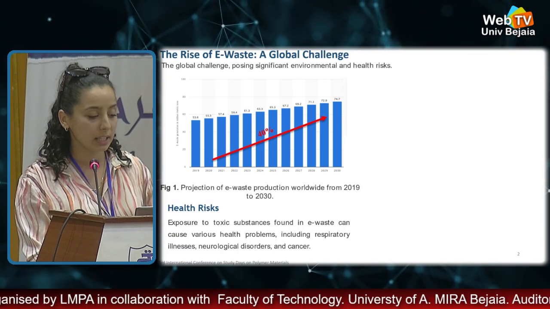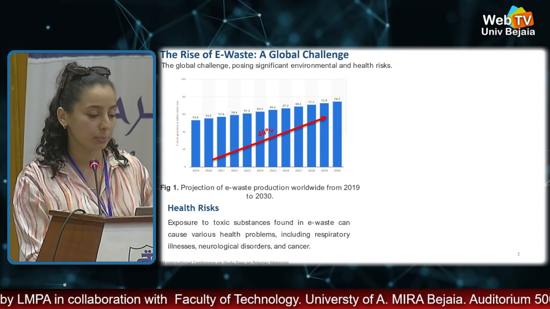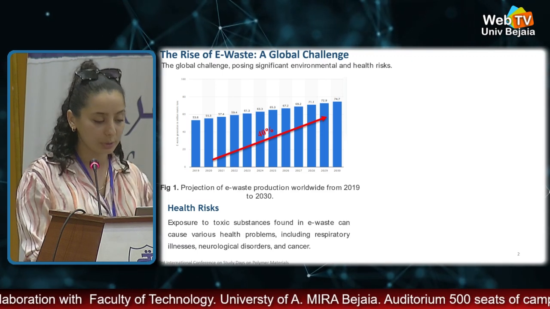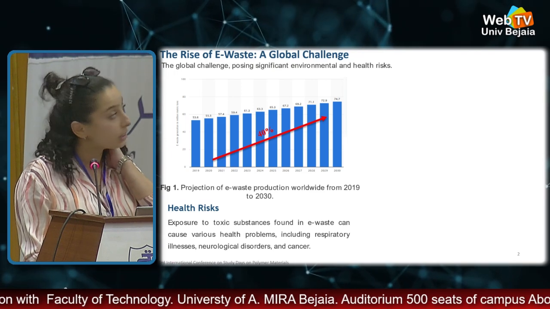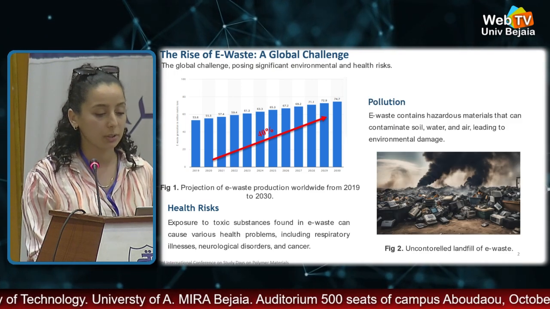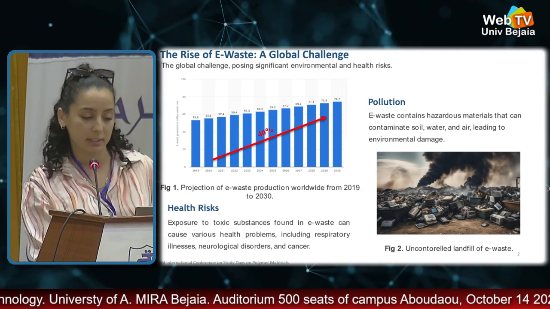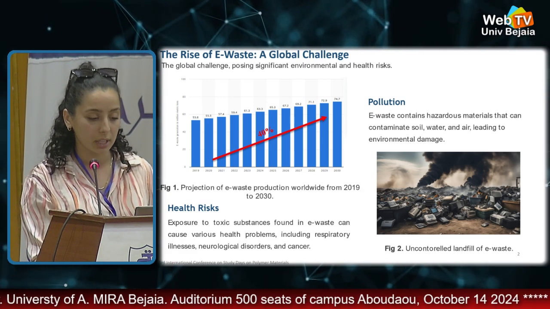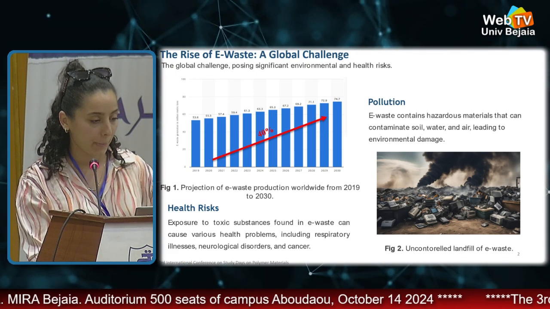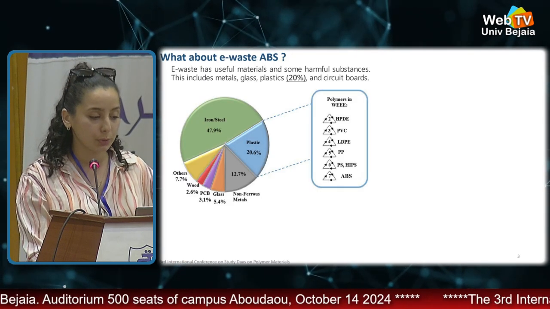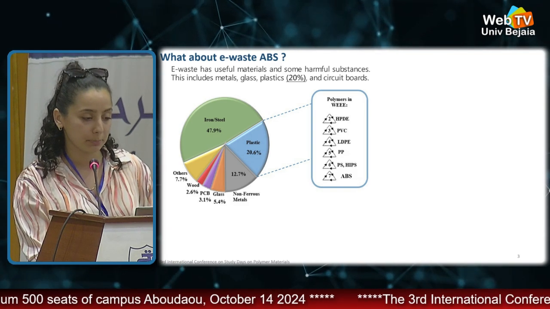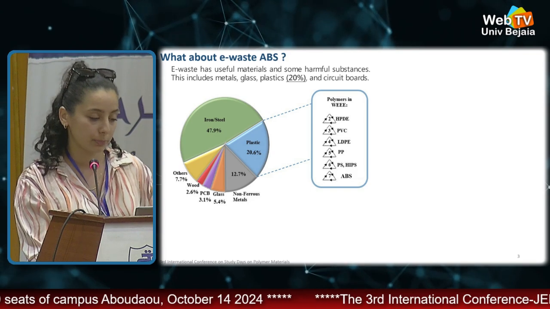The first one is the health risks. Exposure to toxic substances found in e-waste can cause various health problems. The second consequence is pollution. E-waste contains hazardous materials that can contaminate soil, water, and air, as shown in Figure 2. E-waste has useful materials and harmful substances. This includes metal, glass, plastics, and circuit boards.